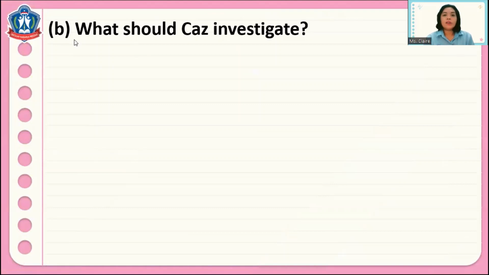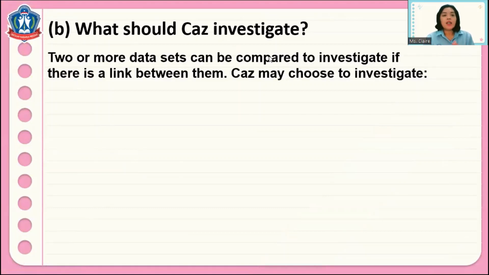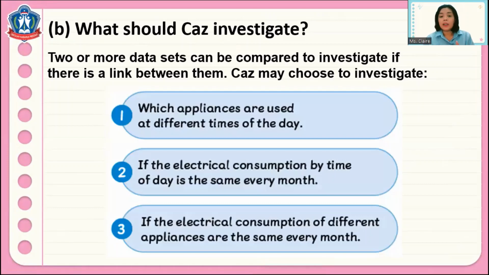Okay, what should Kaz investigate? Two or more data sets can be compared to investigate if there is a link between them. Kaz chose to investigate which appliances are used at different times of the day, if the electrical consumption by time of day is the same every month, and if the electrical consumption of different appliances is the same every month. So these are the data sets that she compared to investigate.